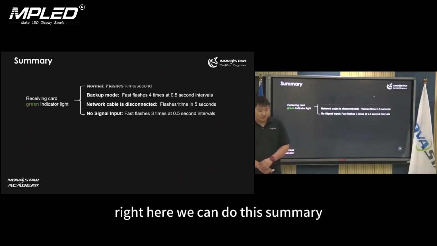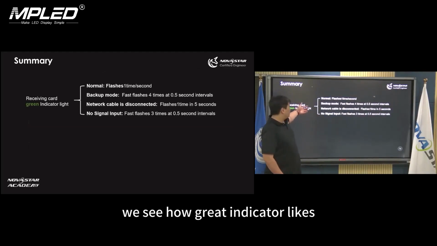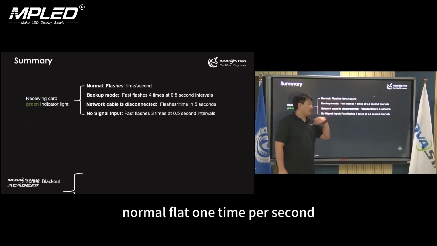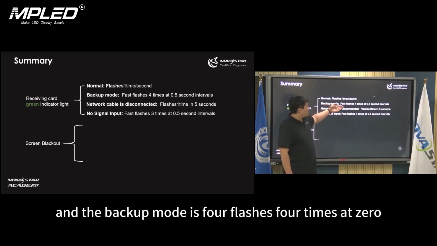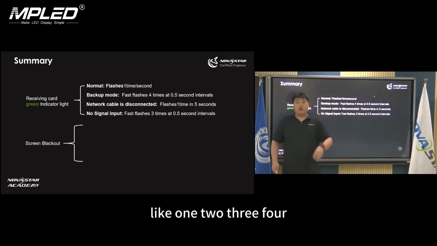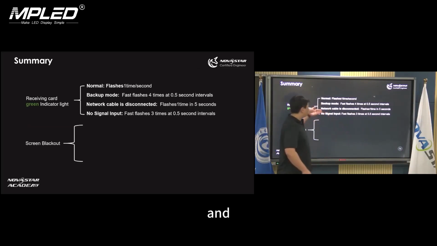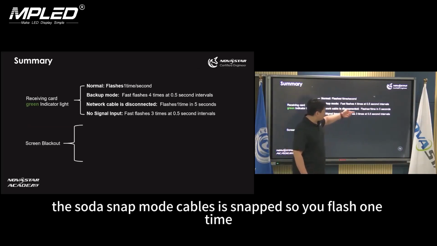All right, here we can do the summary. The receiving card green indicator normally flashes 1 time per second. The backup mode flashes 4 times at 0.5 second intervals, like 1, 2, 3, 4, stop, 1, 2, 3, 4, stop, things like that.